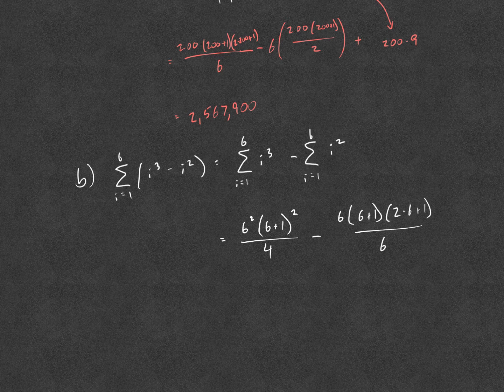Plug all of that into your calculator and it will spit out 350. Also, if you just write out all 6 terms, 1 cubed minus 1 squared, 2 cubed minus 2 squared, etc., and add them together, you will also get 350.